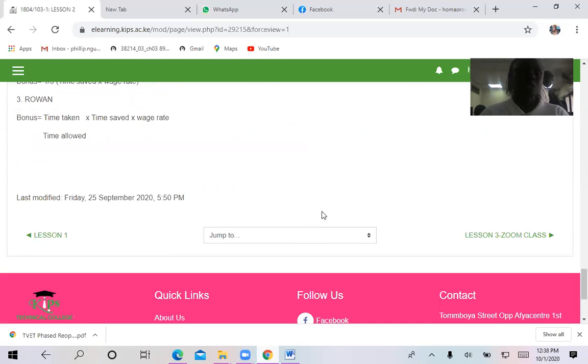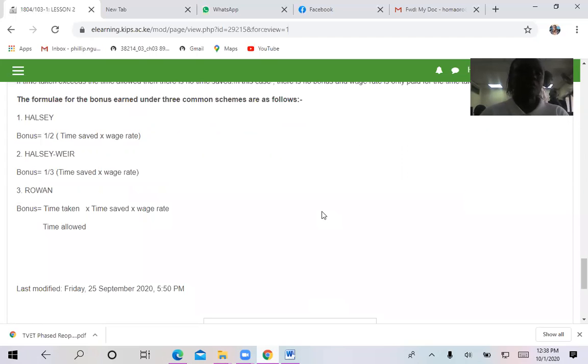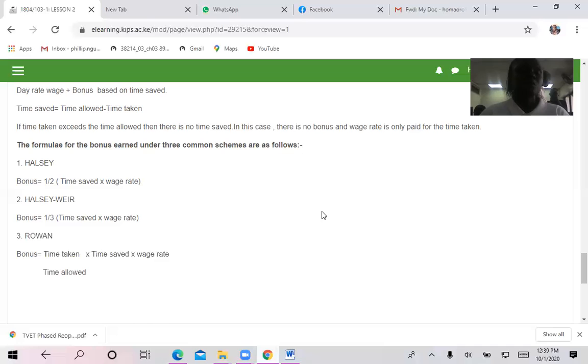So if you use the three formulas, you can get the bonuses according to the three premium schemes, and then you decide which scheme you are going to use as an organization. So in our next lesson, we are going to look at the overheads.